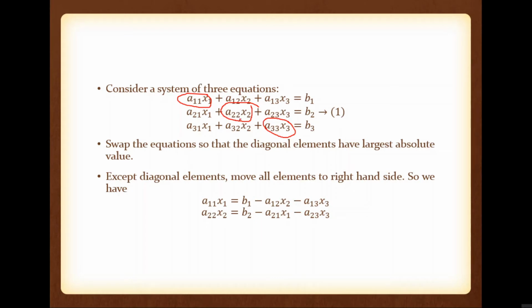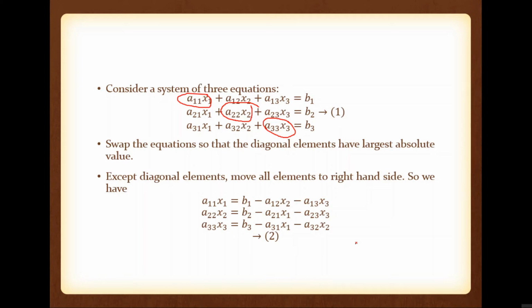In the second equation, except a22 x2, all other elements are shifted to the right hand side. So we have a22 x2 is equal to b2 minus a21 x1 minus a23 x3. Now from the third equation, except a33 x3, all other elements are shifted to the right hand side. So we have a33 x3 is equal to b3 minus a31 x1 minus a32 x2. Note these three equations and mark this set as equation number 2.